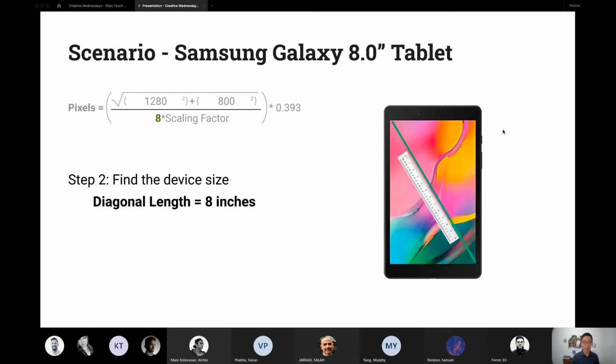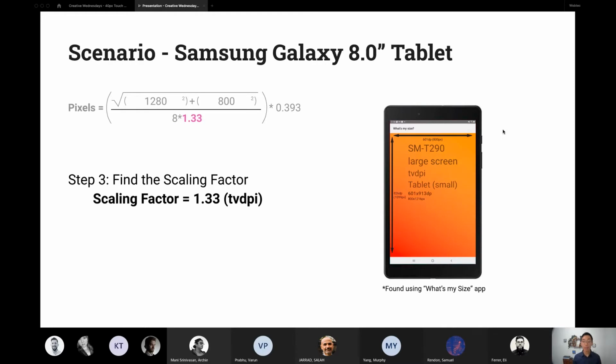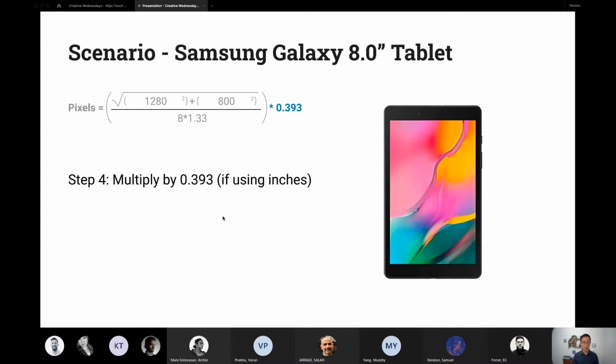That's my number. Scaling factor is the third step. I found the scaling factor using an app called What's My Size? And I also confirmed this online. This particular device uses that unique TV DPI, which means a scaling factor of 1.33. And last but not least, because I measured in inches, 8 inches on this tablet, I multiplied by 0.393 to convert it to centimeters, getting that 1 by 1 centimeter size touch targets.